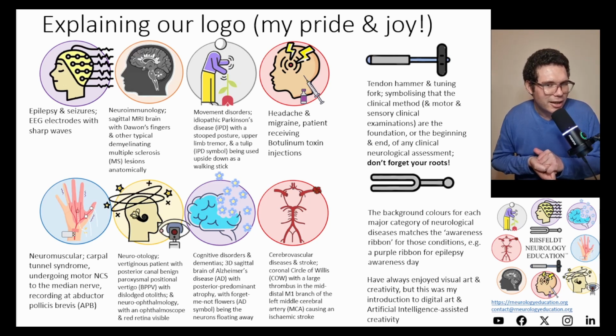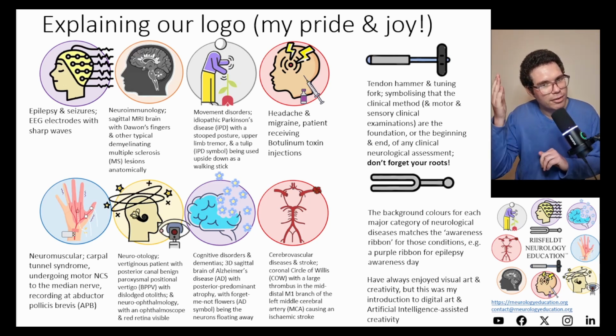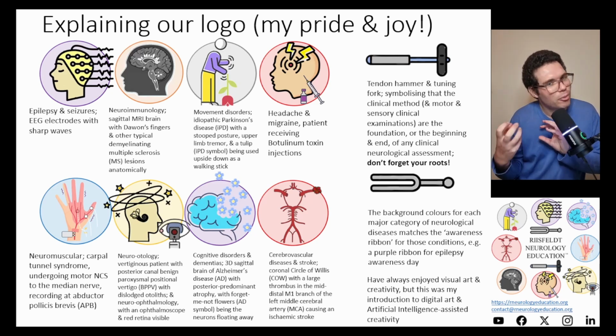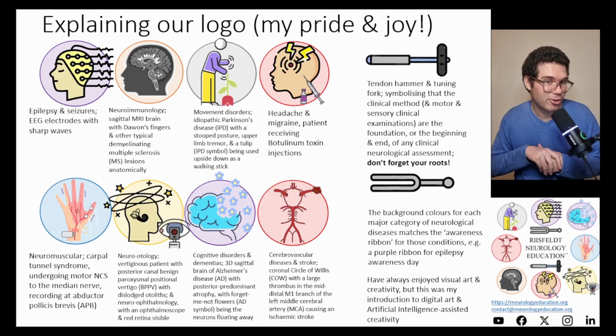The second one is for neuroimmunology, and again, it's a sagittal image, but this time it's a midline or parasagittal MRI with a T2 flare, and it demonstrates Dawson's fingers and other typical demyelinating multiple sclerosis lesions anatomically. So for this, I got a real MRI in a flare sagittal, and then I put it through AI to dehumanize it and make it look more like a logo, so it's not actually a person's imaging.